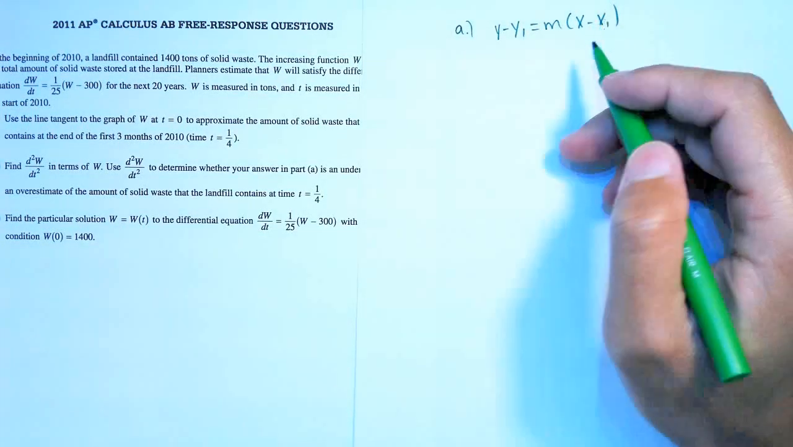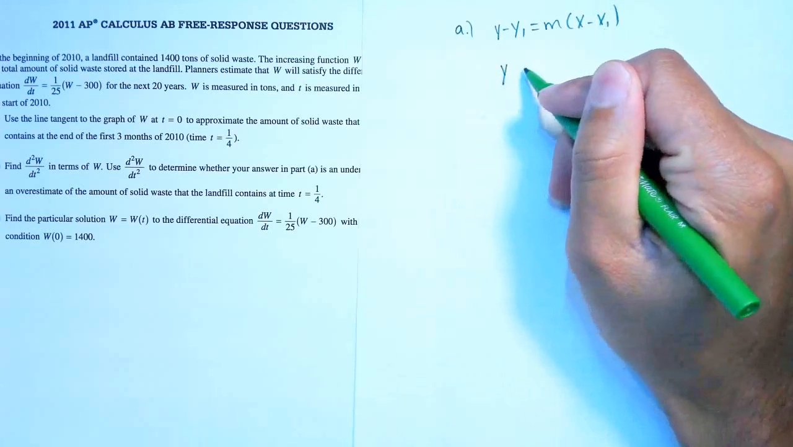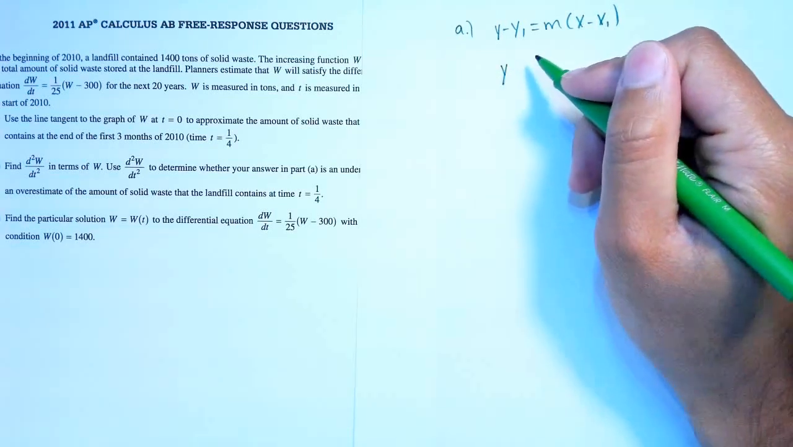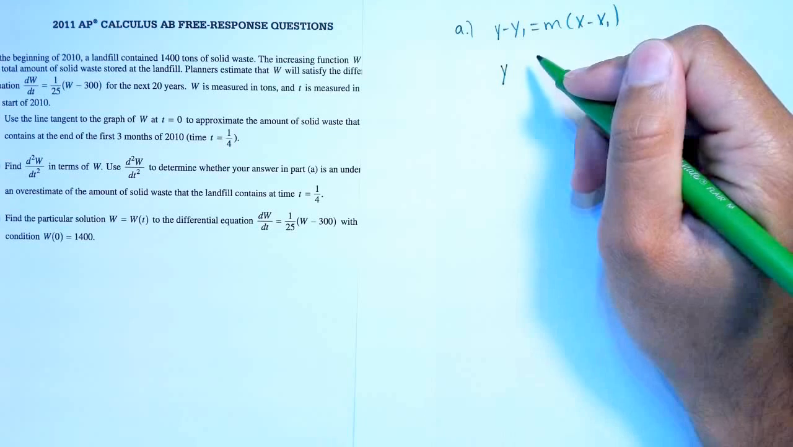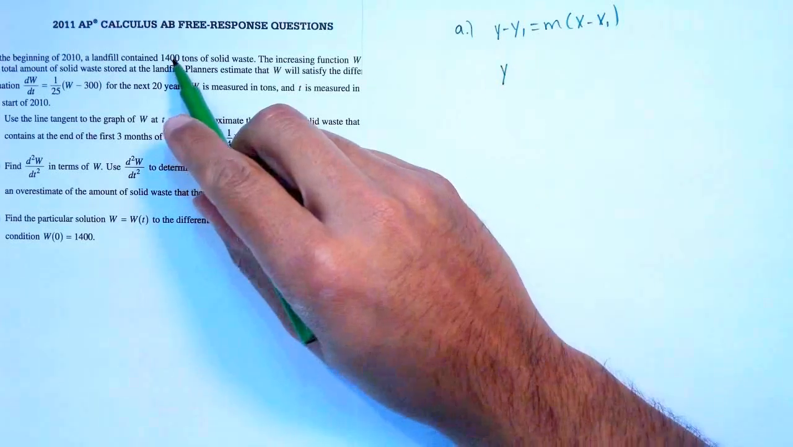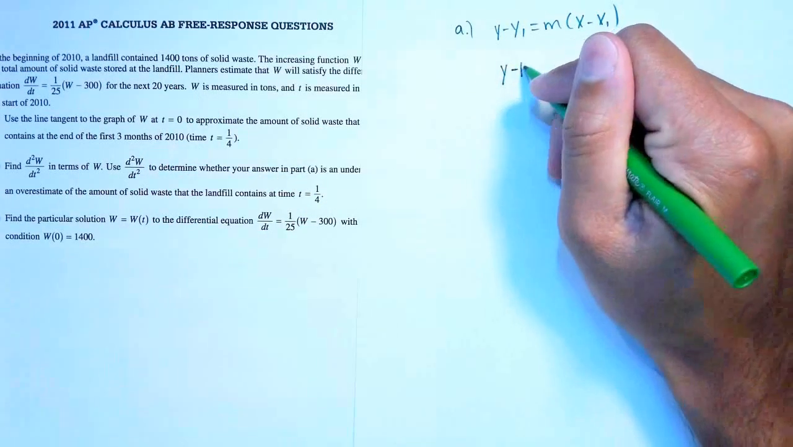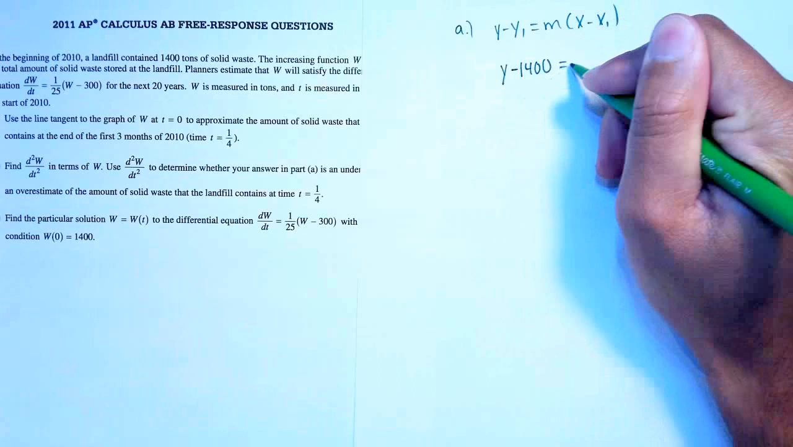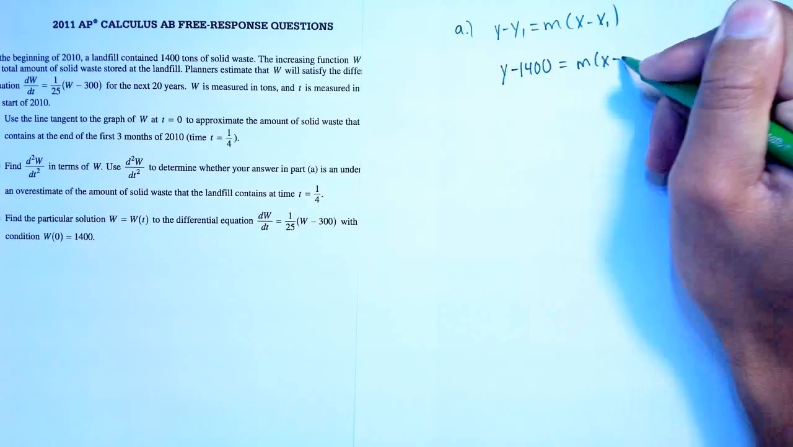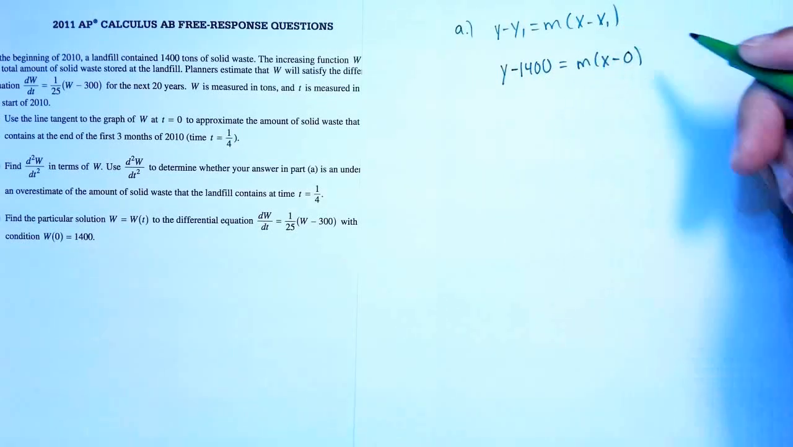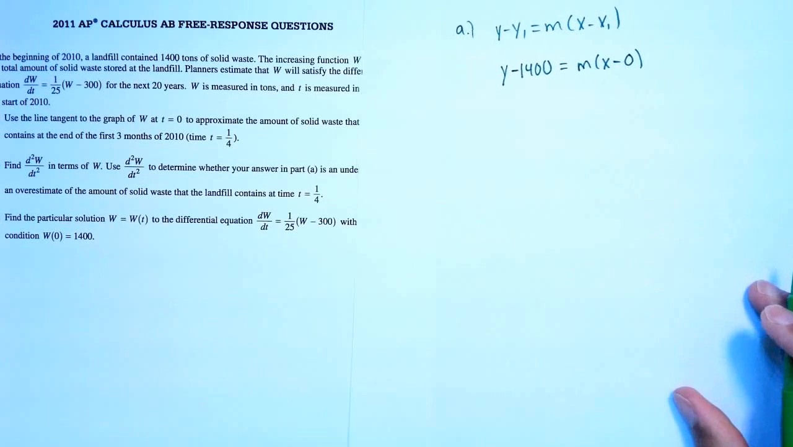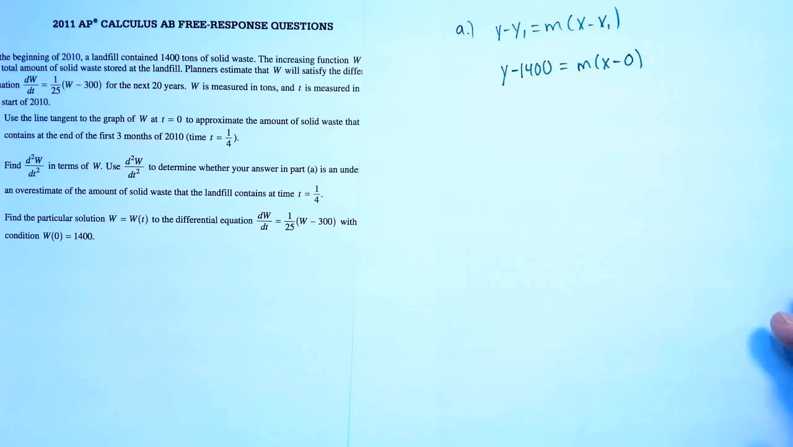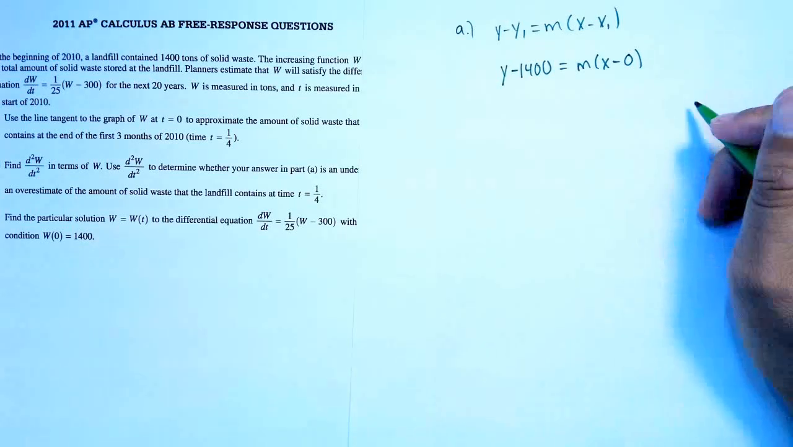So now I'm going to do y minus y1, but what was the initial amount? What is the amount of tons at t equals 0? Well, that's the 1,400. So this is going to be y minus 1,400 is equal to m parentheses x minus my starting point, which is 0. The only thing we're missing is m. How do I find m? M is the slope. How do I find slope? In calculus, slope is a derivative. So I'm going to plug in my initial coordinates into my equation.